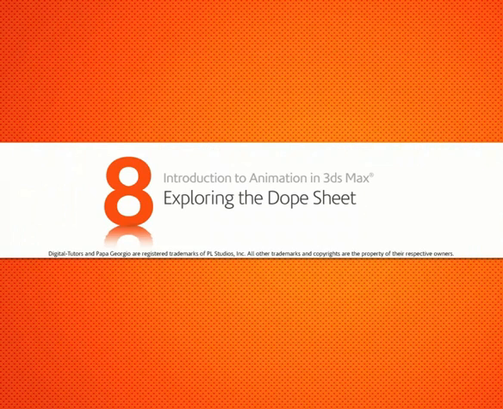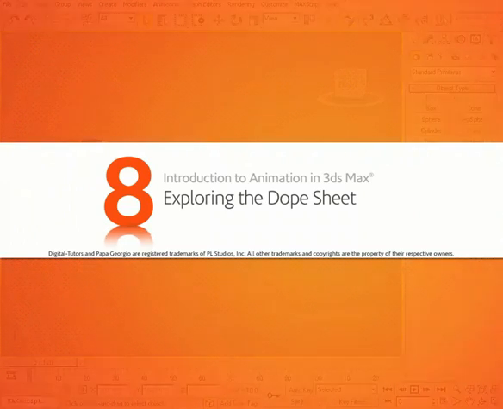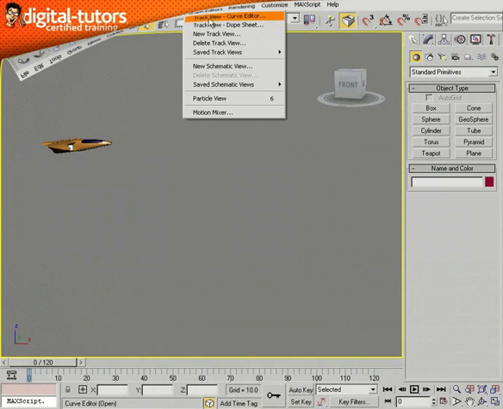In this lesson, we'll start the process of delving into Max's track views, and we'll begin with the dope sheet. The track views are where we'd go to polish our animations. They're found under the Graph Editor's menu. Notice there are two, the Curve Editor and the dope sheet.